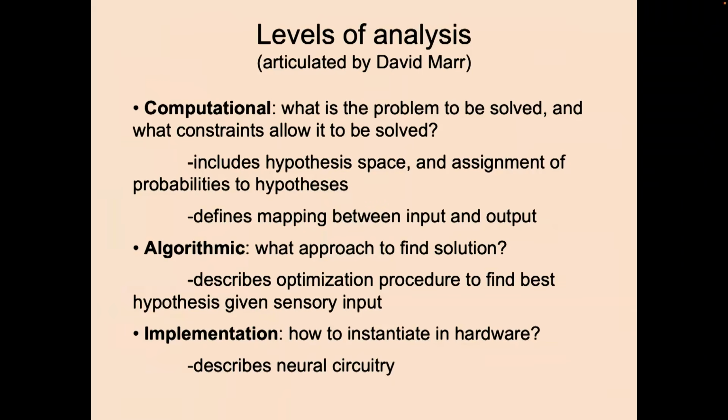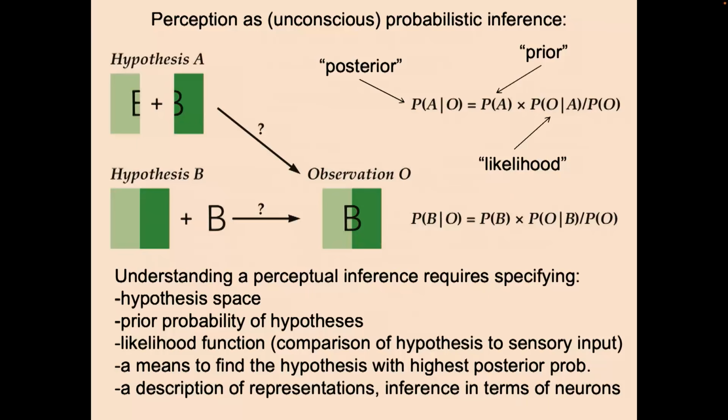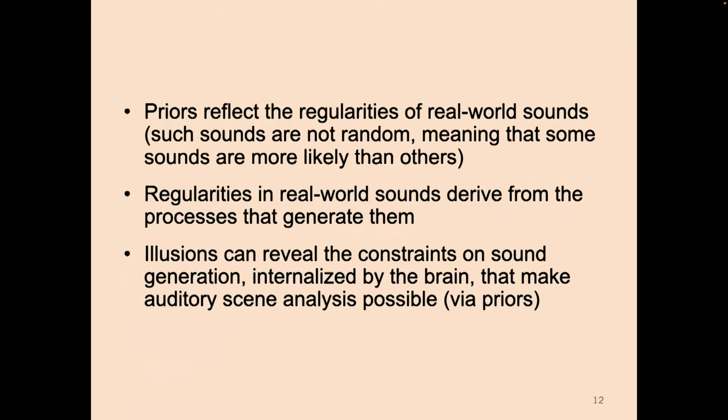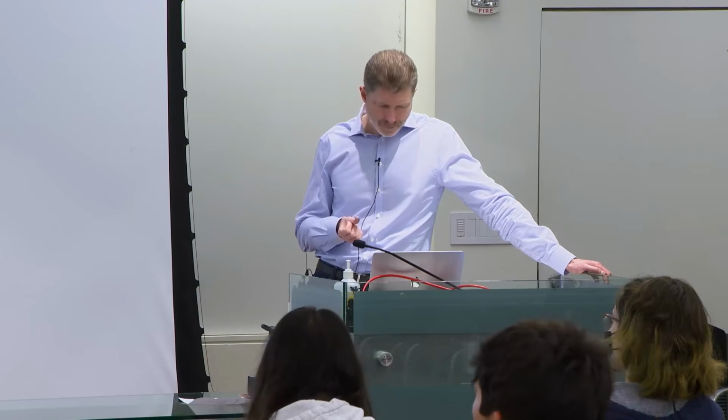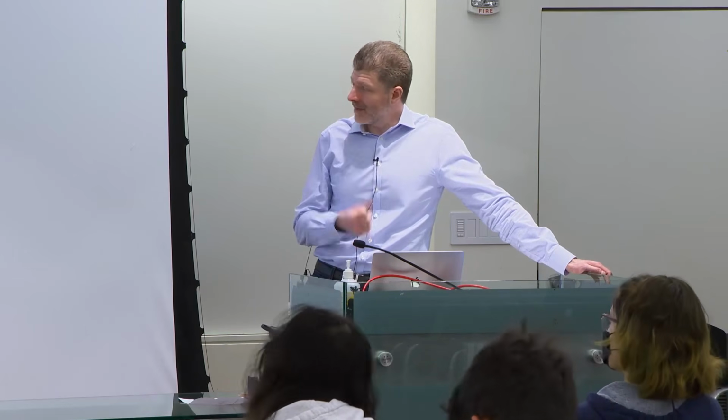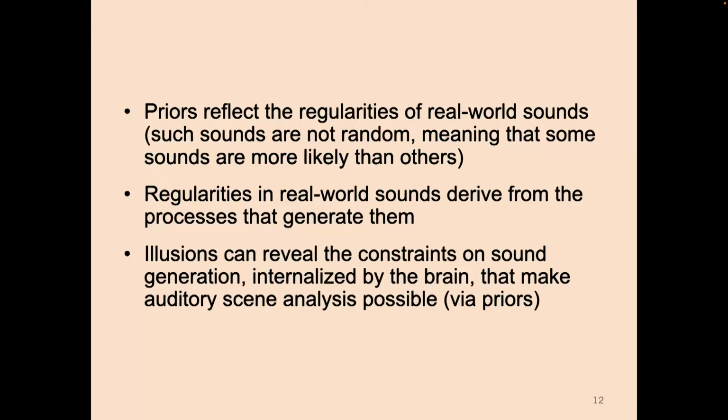We talked a little bit about levels of analysis, and then discussed how the only way you can solve these ill-posed problems is by having priors. The priors capture your knowledge of regularities, in this case of real-world sounds, and how illusions can reveal aspects of these priors. They reveal the constraints on sound generation internalized by the brain that make it possible to solve the problem.